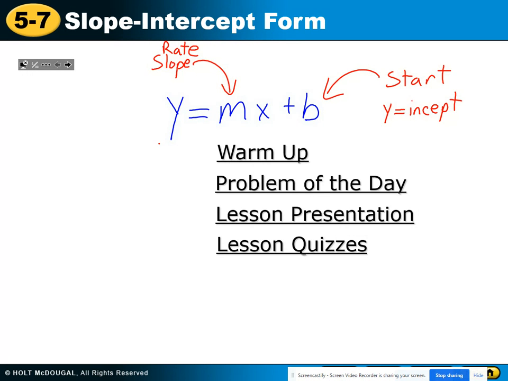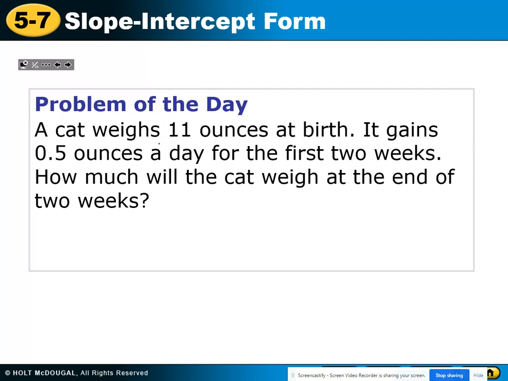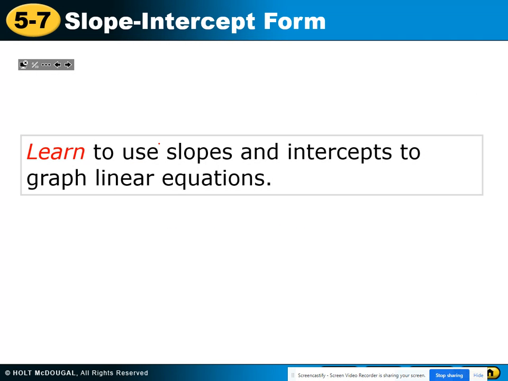They're going to give you lines, and you're going to have to give me these functions. So as we go, find the slope of the line that passes through each pair of points. This is the warm-up, and we're there. All right. Learn to use slopes and intercepts to graph linear functions.